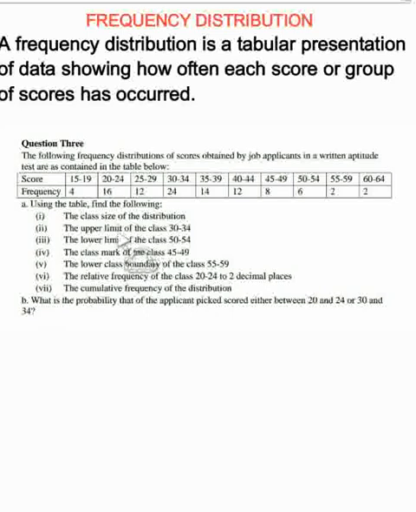And we are required to determine the class size of the distribution, the upper limits of the class, the lower limit, the class mark of the class, the class boundary of the class, the relative frequency of the class, and the cumulative frequency of the distribution. The B section is talking about the probability. We're going to talk about all this.